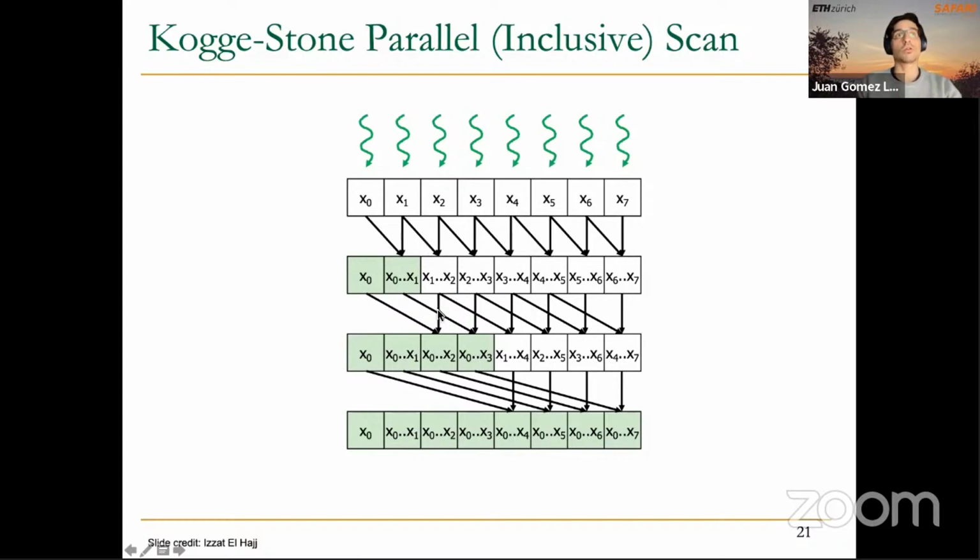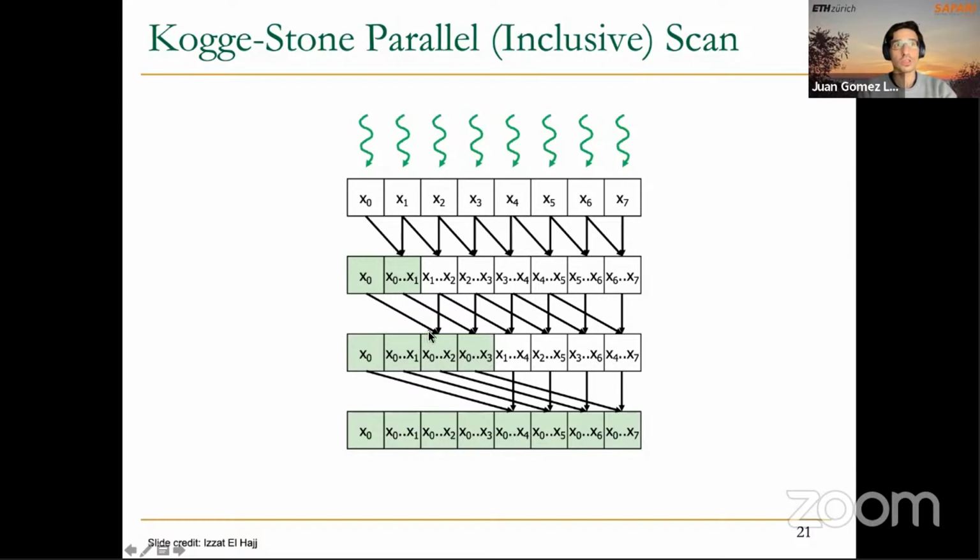Then we go to the second iteration. Now observe that thread 0 and thread 1 are retired, but thread 2 continues the execution in this next iteration. So this thread 2 takes element x0 and adds it to the value that it computed in the previous iteration. So now we obtain x0 plus x1 plus x2. And it's the same for the rest of the elements, as you can see.